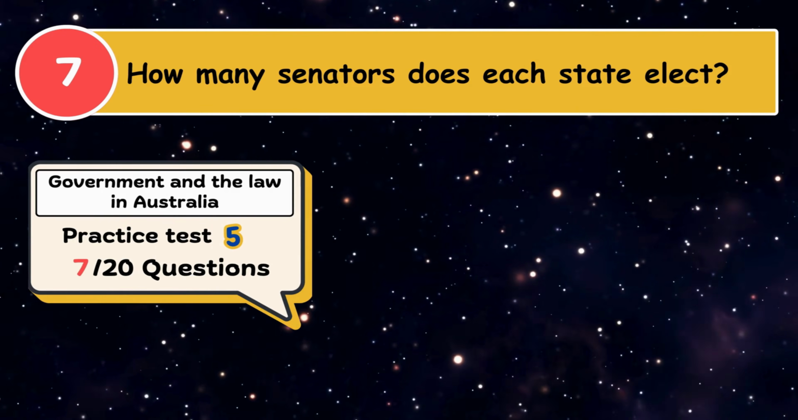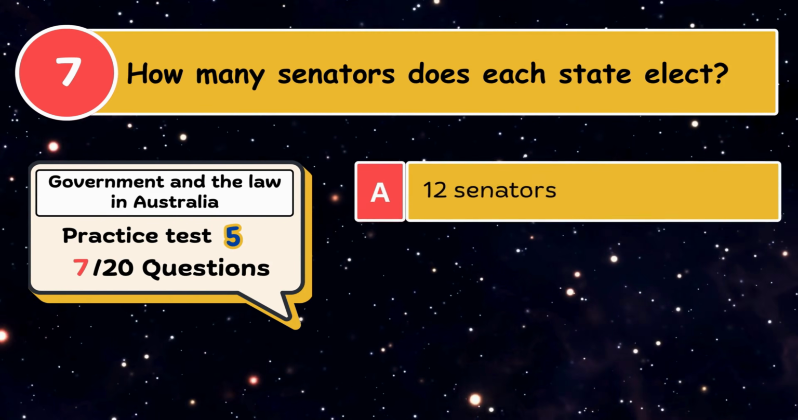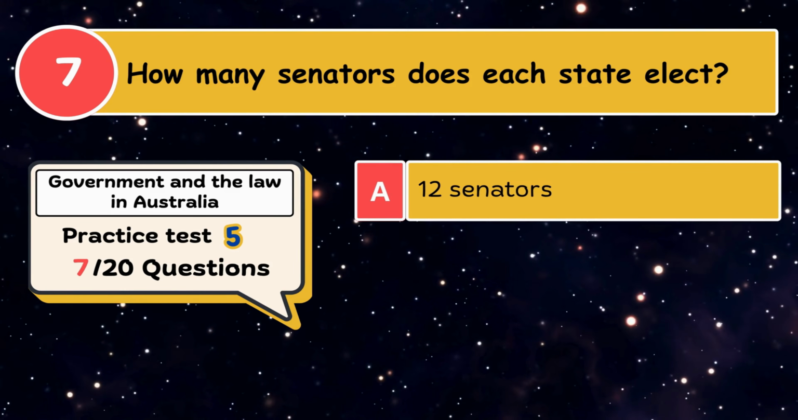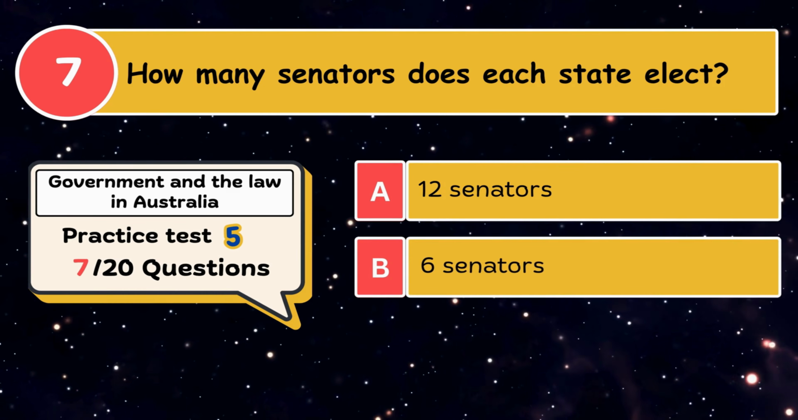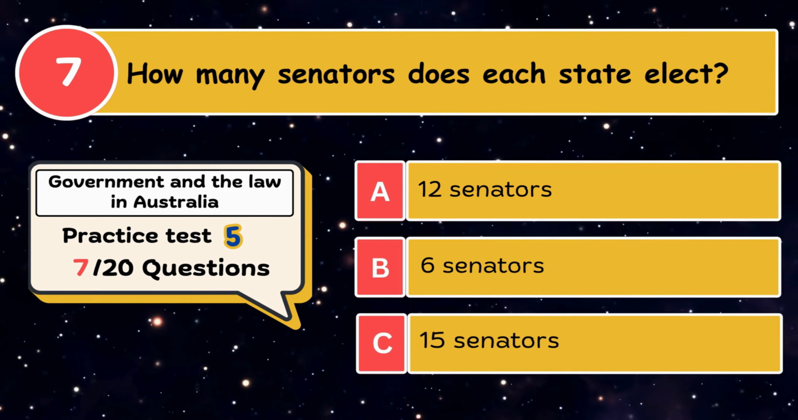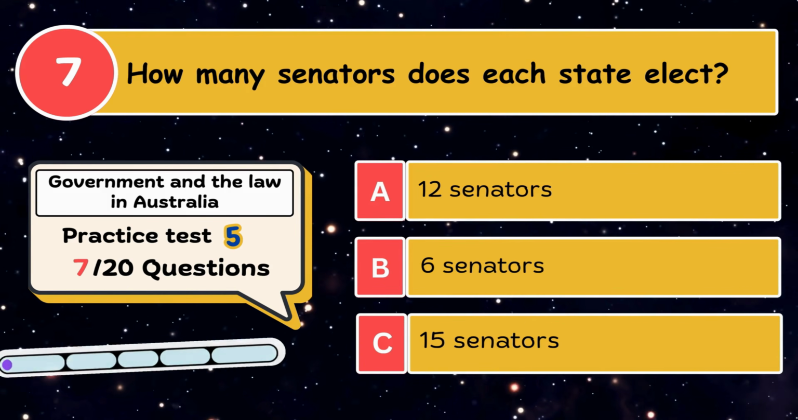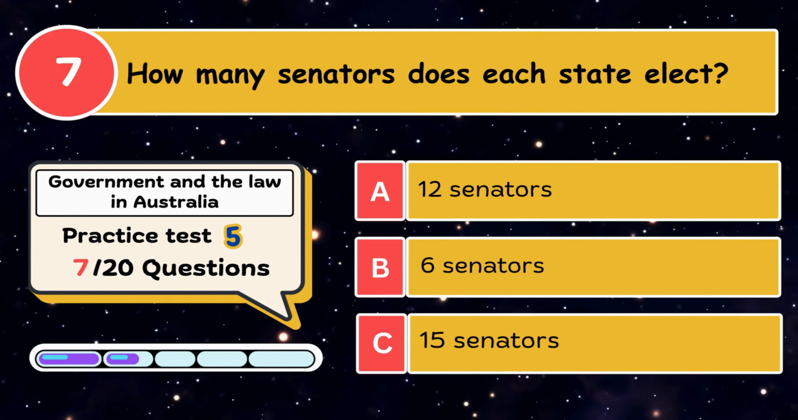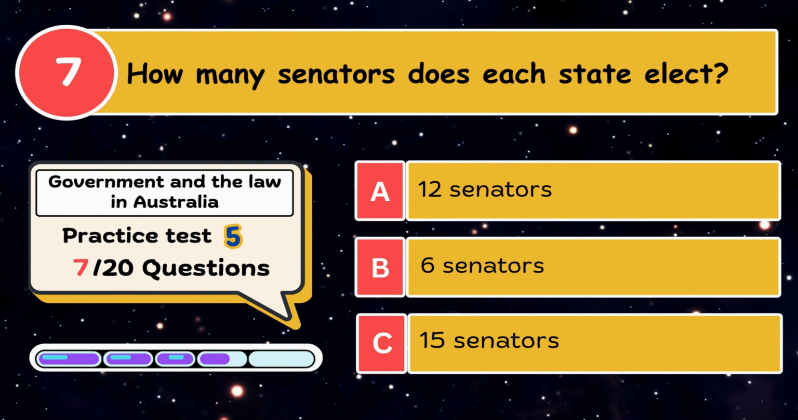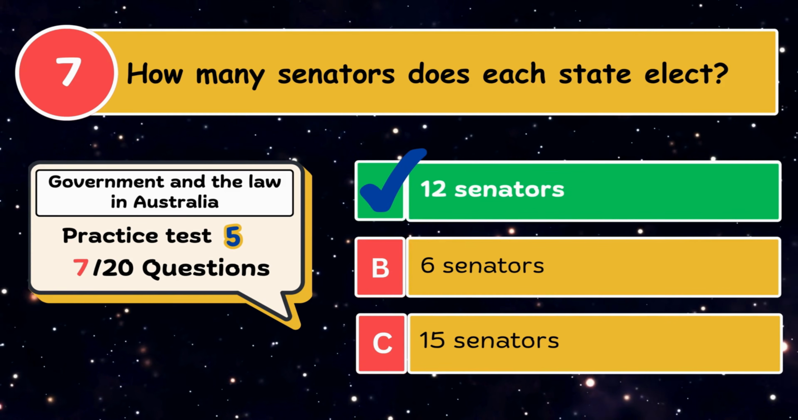How many senators does each state elect? A. 12 senators. B. 6 senators. C. 15 senators. The correct answer is 12 senators.